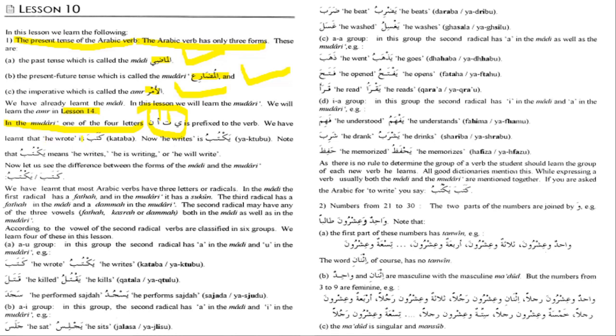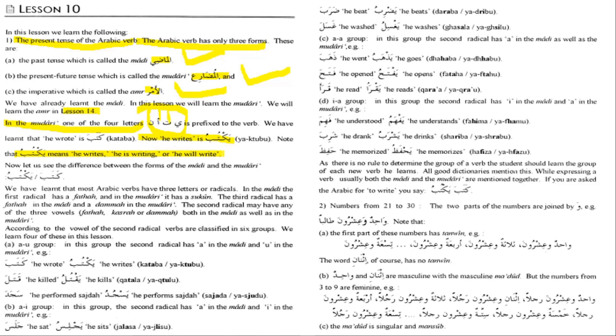We've learned that "he wrote" is kataba. Now we will learn that "he writes" is yaktubu. Kataba, yaktubu. You should note that yaktubu means he writes. It could also mean he's writing. It could also mean he will write. So the mudari' can mean present, present continuous, and future tense.